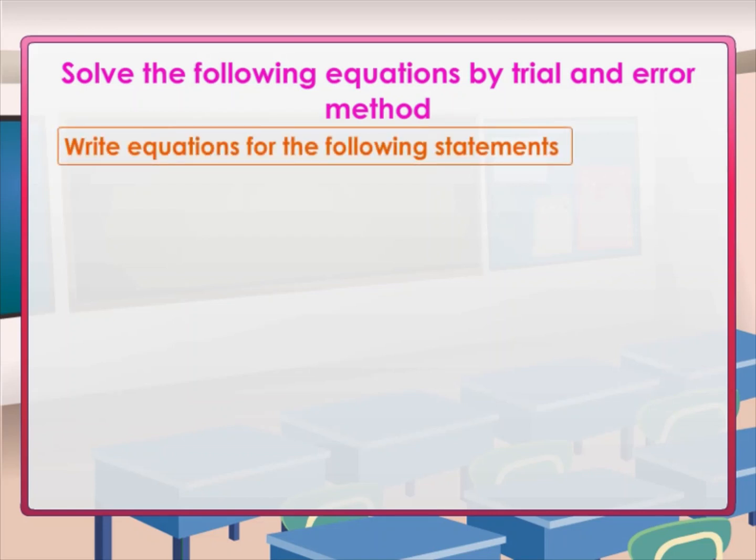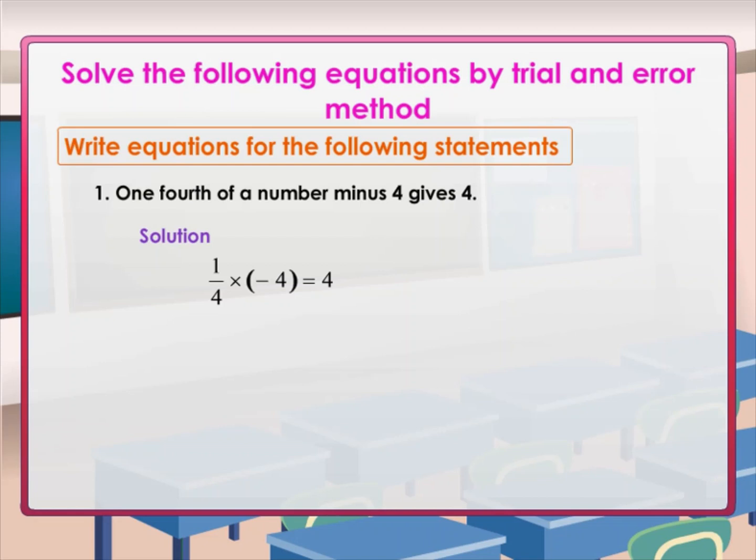Now let us write equations for the following statements. One-fourth of a number minus 4 gives 4. We know 1/4 of x is nothing but the product of 1 by 4 into x. Therefore, the statement can be written as 1 by 4 times x minus 4 is equal to 4. The next statement is 7 times m plus 7 gets you 77. 7 times m plus 7 can be written as 7m plus 7. Put the equal to symbol and write 77. This is the required equation for the given statement.